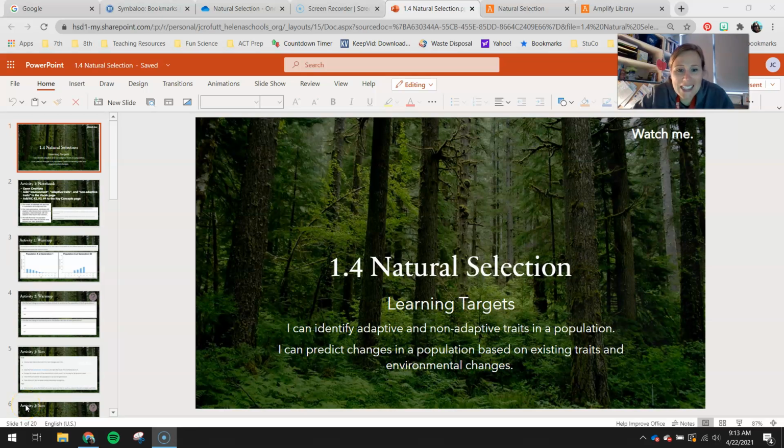Hey, 7th graders, today's lesson is 1.4 natural selection. In our last lesson, we learned a lot about histograms. We developed this idea about how to draw a histogram and what different things histograms show.